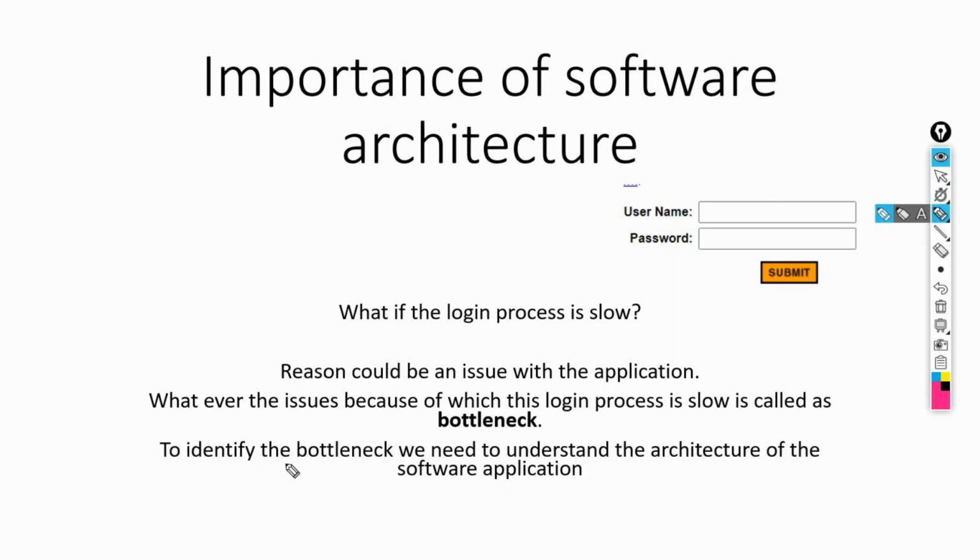So to identify the issue, or to identify the bottleneck, we need to understand the architecture of the software application. When you click on this button in this example, what is happening in the backend is very, very important. Now, what will be there in the backend? There will be something called servers.